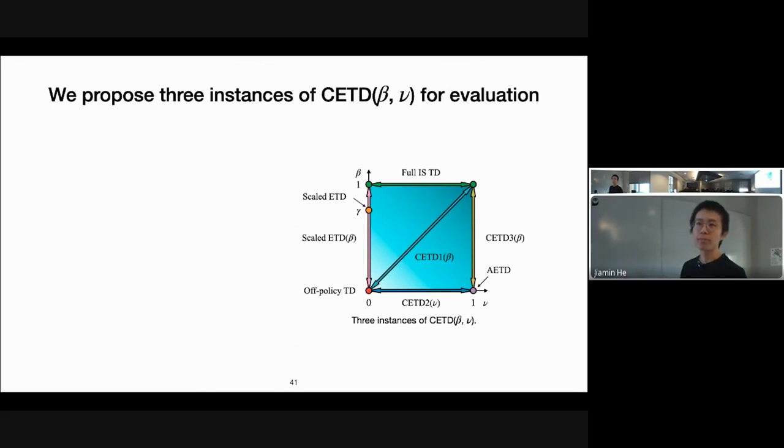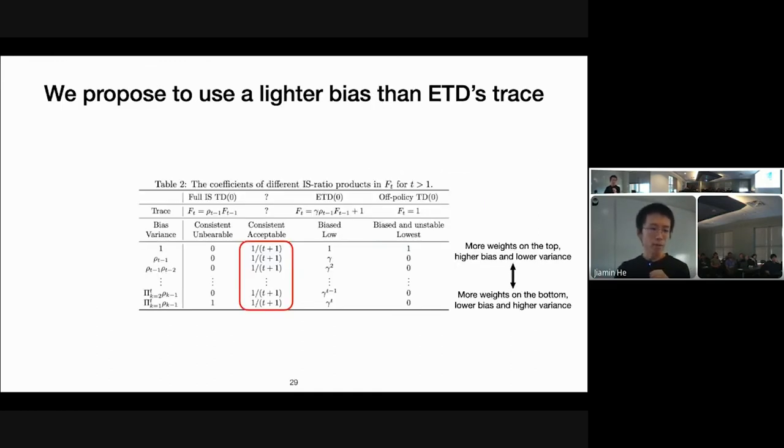So is this gradient something that you empirically observed, or is it more based on what you know about the theory of the algorithms? The gradient field here, or the property here, is an intuitive understanding from this table, right, of how we assigned the coefficient to each IS ratio product. And we have not performed variance analysis, but we empirically observe the same result.